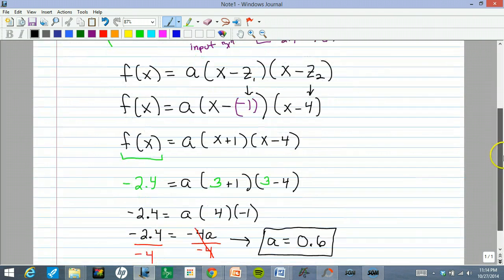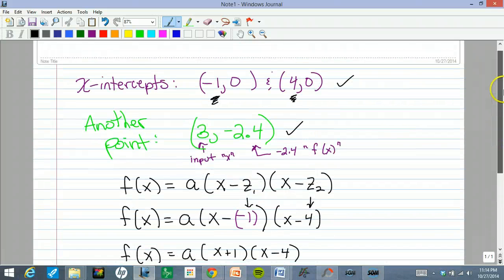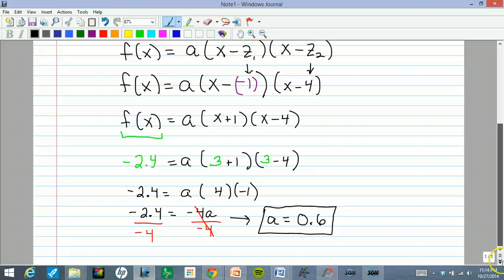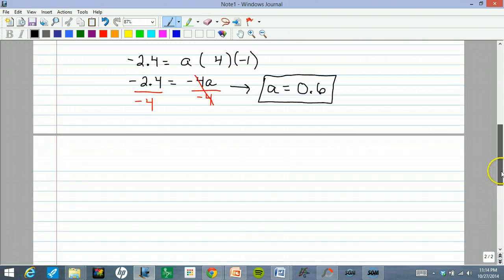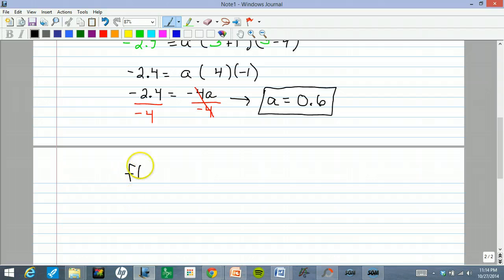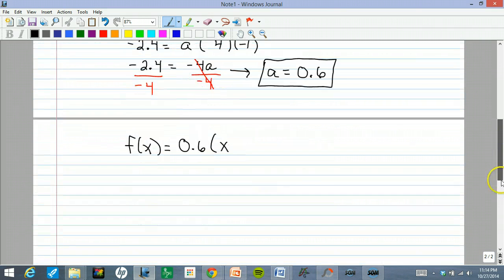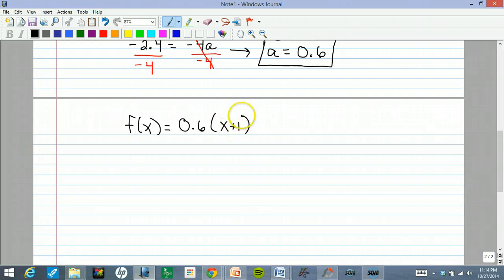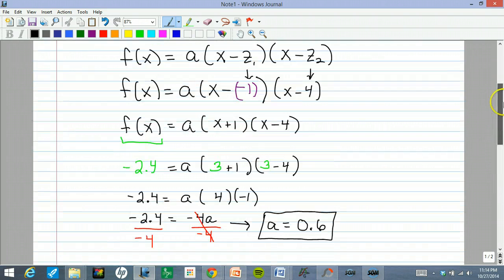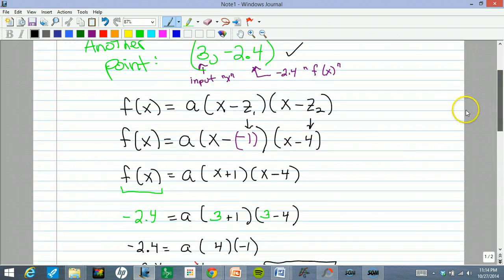Well, that's not what we were asked to find, was it? We were asked to find a function that models that would give that graph. So we have to actually write our function. So put the puzzle pieces together. f of x is a, oops, we found a. 6/10 times the quantity x plus 1, and x minus 4. I think that's it. x plus 1, x minus 4 is our group, and we found our a.